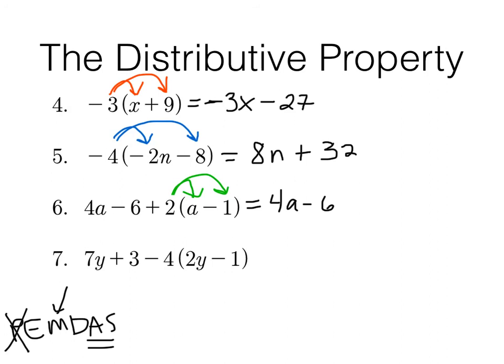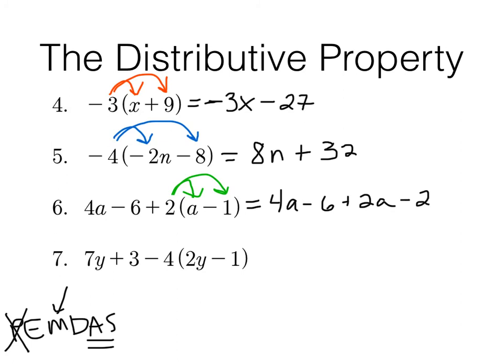Plus 2 times a plus 2a. Oh, that's an n. That's an n, Miss LeCompte, not an a. There we go. 2a. And then plus 2 times a minus 1 is minus 2, or negative 2.